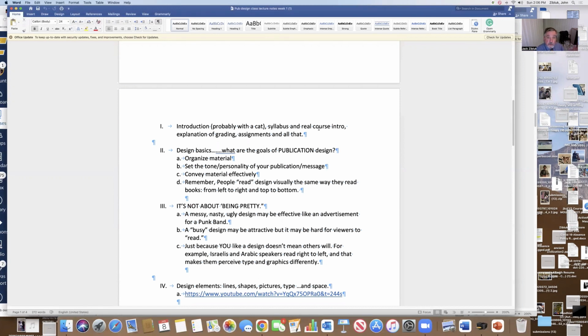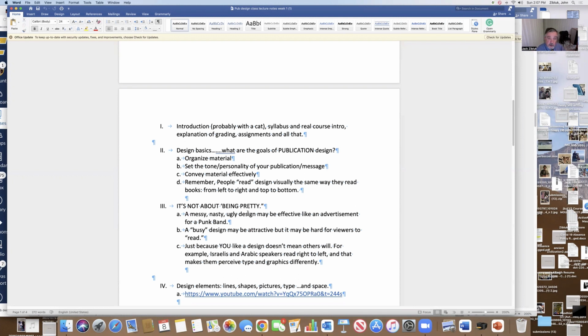Design basics. What are the goals of design? Organize the material, set the tone and personality. Your design says something about you, about your organization, about the design. Bright colors say, wow, look at this. Quieter colors can kind of draw you in. People read design the way we read books, left to right, top to bottom. And it's not about being pretty.